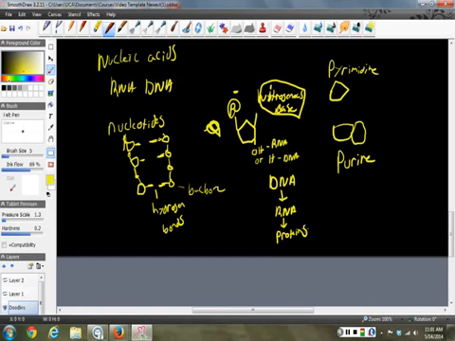Without the proper shape of DNA, or the proper sequence of DNA, you don't get the proper protein. You have a mutation, and that changes the shape of your protein, which results in usually a malfunction in the organism.